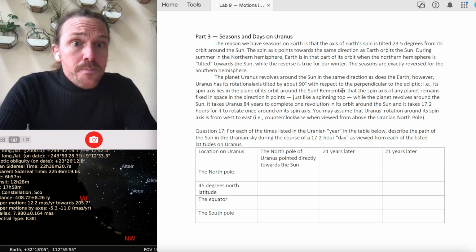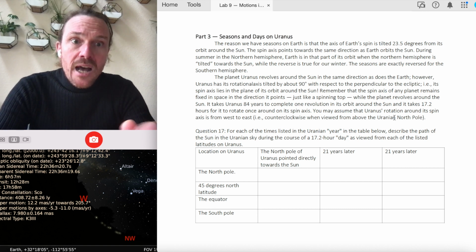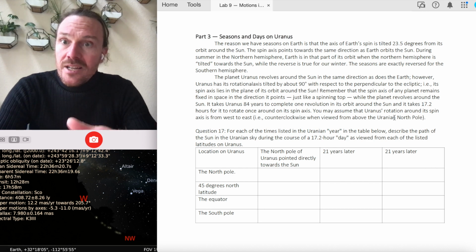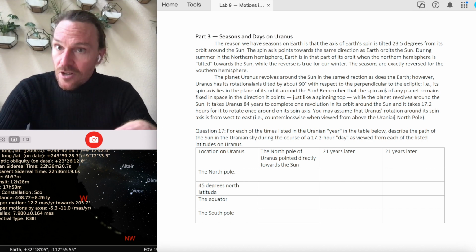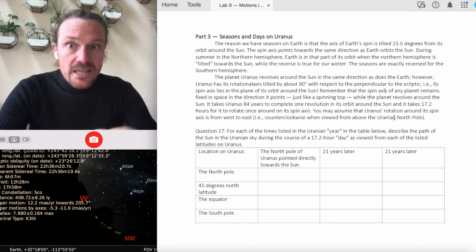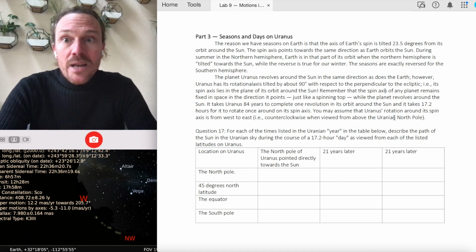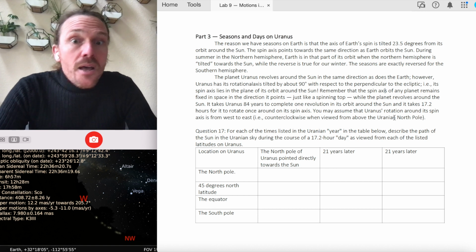So remember that the spin axis of any planet remains fixed in space in the direction it points, just like a spinning top, while the planet revolves around the sun. That's what I was talking about, okay? So hopefully you get that idea. If not, look it up, ask me. But that's the key idea about orbits, as far as orbits and axial tilt go.